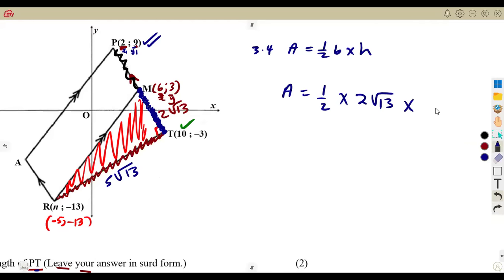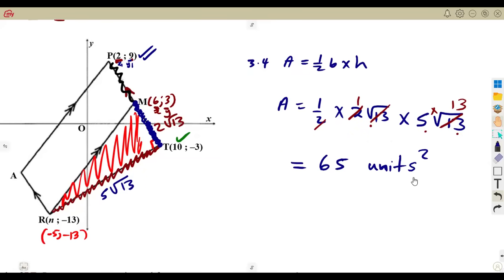There we just need the product. So that's 5 square root of 13. The product of these is going to give us the area. You can use your calculator, or you can just multiply: half of 2 is 1, square root of 13 times square root of 13 is 13, then 5 times 13 gives us 65. Or you can just use your calculator at once. This area is measured in square units, or units squared.